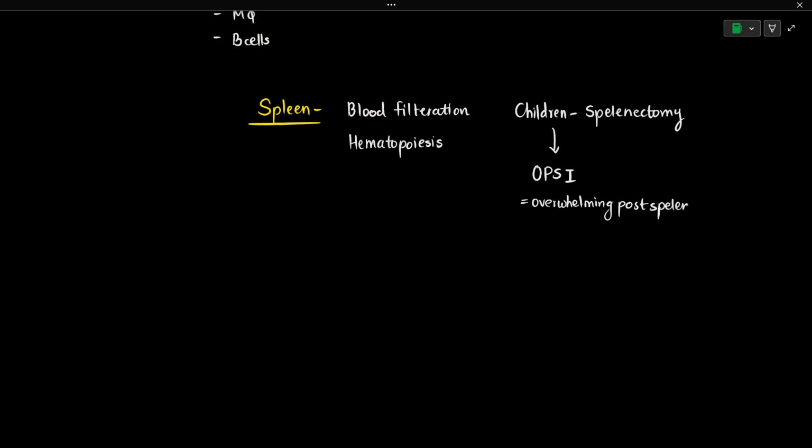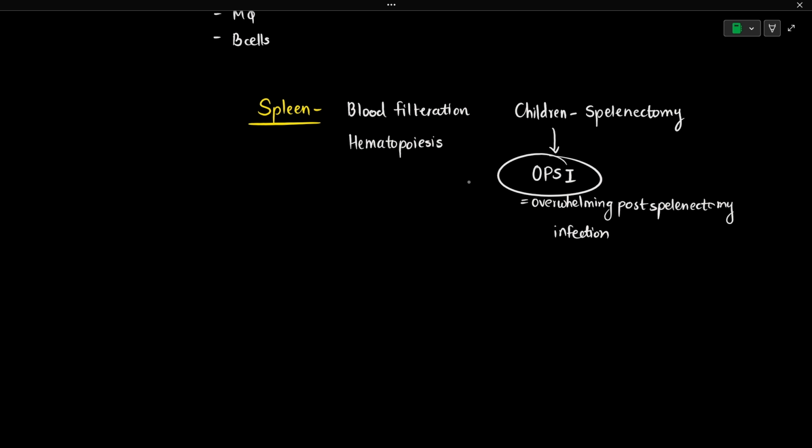Post-splenectomy infection. In individuals whose spleen has been surgically removed, as the spleen has a crucial role in fighting antigens, blood-borne antigens specifically, blood-borne bacteria can damage that individual, and that will lead to infections which are termed under this umbrella term OPSI. I will come to this later. But let's first discuss the roles of the spleen.